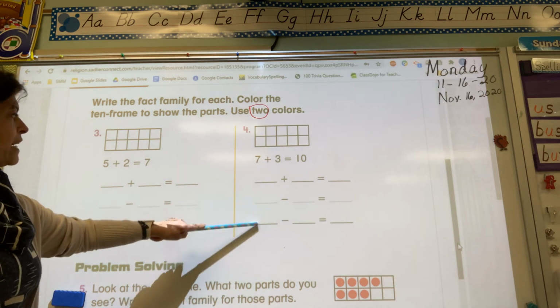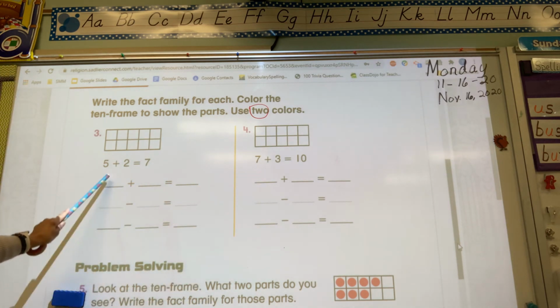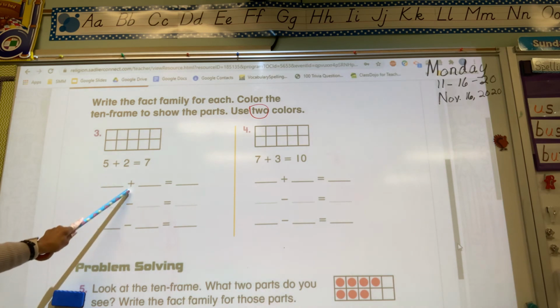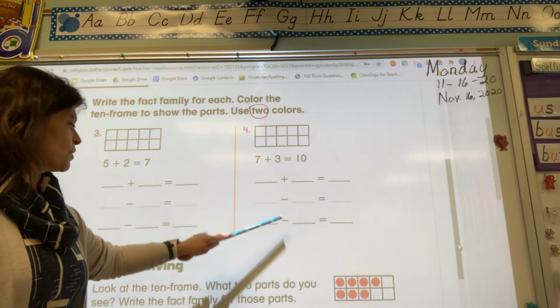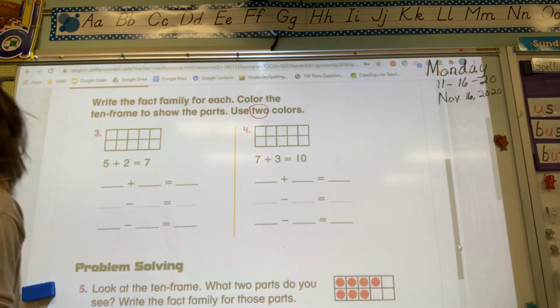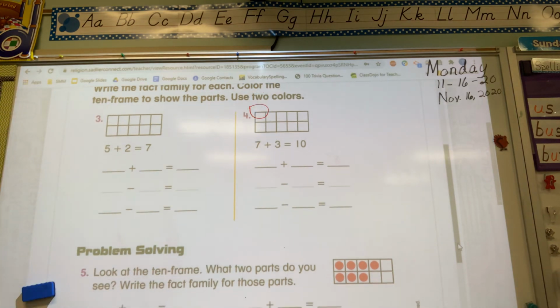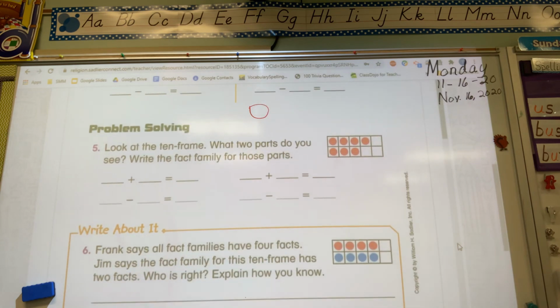And look, you have 3 extra equations. You already have 1 addition, 1 here. So you need 1 more addition and 2 subtraction. 1 addition here and 2 more subtraction. After you do that one, look down at the problem solving. Look at the 10 frame.